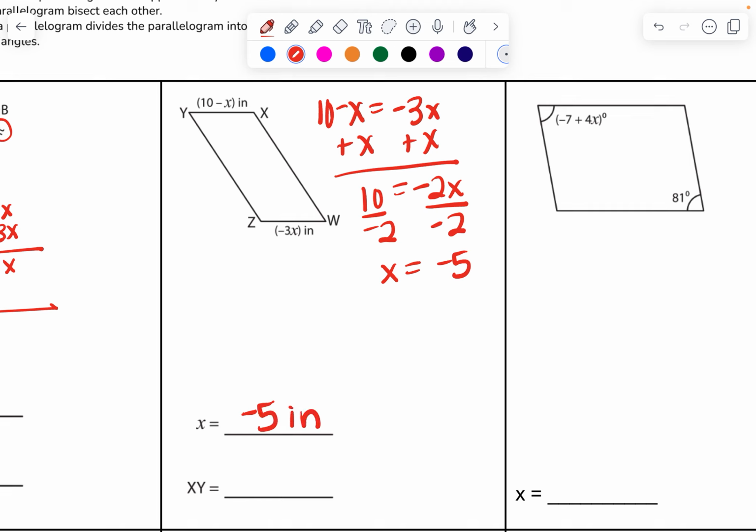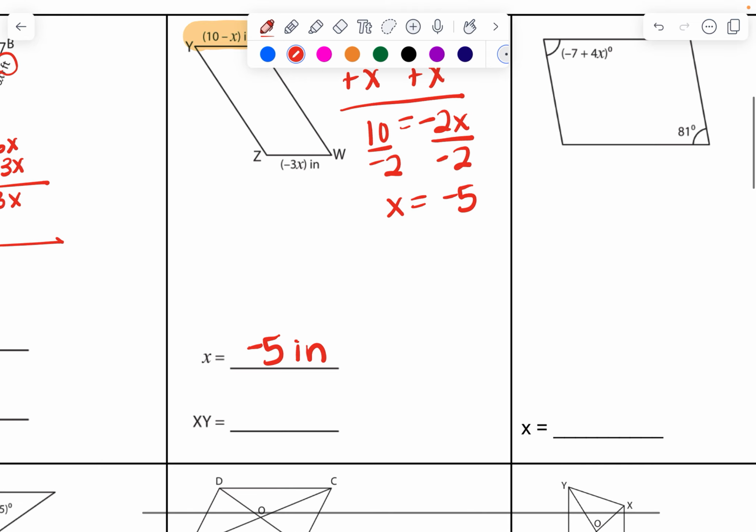So x is negative 5 inches, and they want us to find out what XY is. Well, it's 10 minus x. So 10 minus negative 5 is the same as 10 plus positive 5, which is 15 inches.